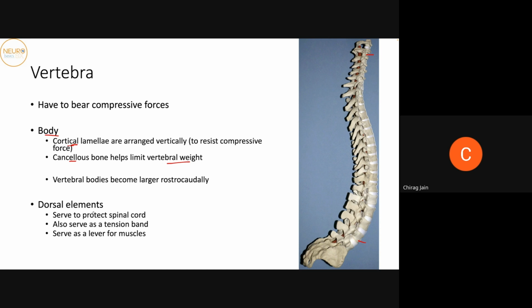The dorsal elements, on the other hand, have completely different functions. Their predominant function is to protect the spinal cord. But apart from that, they also serve as a tension band. There are a lot of muscles and ligaments that attach to these dorsal elements, right? So there's actually a lot of tension which is held between these dorsal elements because of all the ligaments in between them, ligaments connecting them superficially, and all the muscles which are attaching to the spinous surfaces and the transverse surfaces. They serve as a very good tension band. They also serve as a lever for muscles to act.